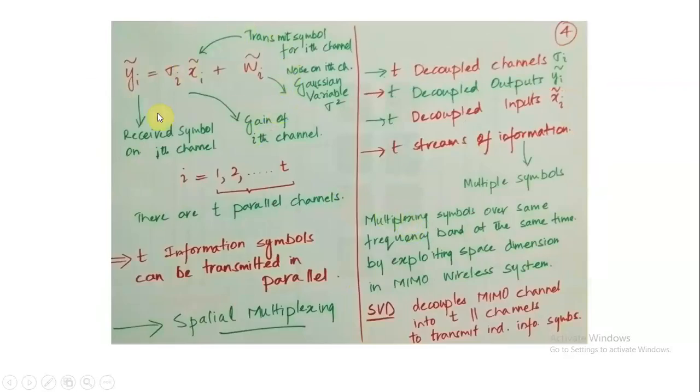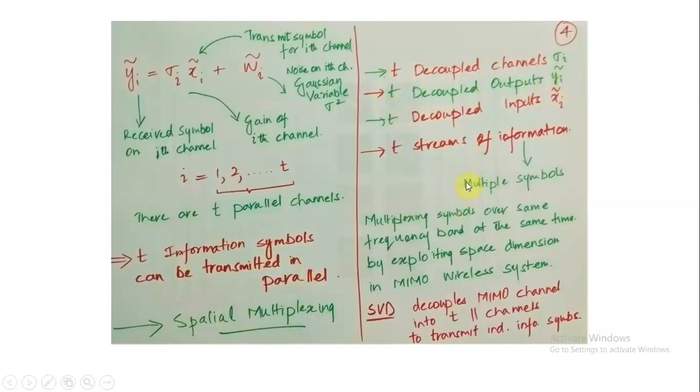So this is a generic form of spatial multiplexing, in which we transmit a symbol on the ith channel and get the received symbol on the ith channel. Now sigma i is the gain of the ith channel. So there are T parallel channels. We have T information symbols which can be transmitted in parallel. This phenomenon is called spatial multiplexing. What effectively we have done here is decoupled the channels, sigma i. So we have totally decoupled outputs.